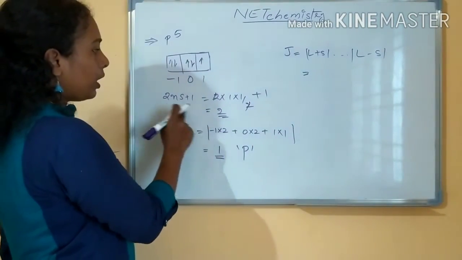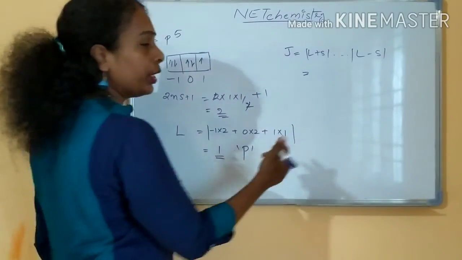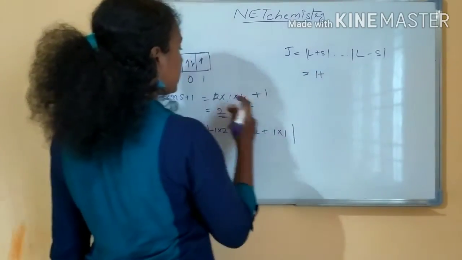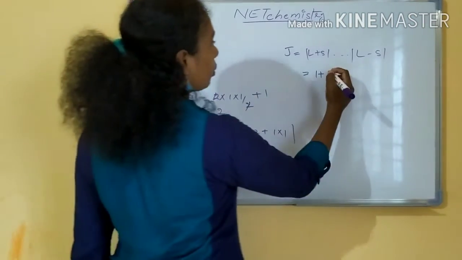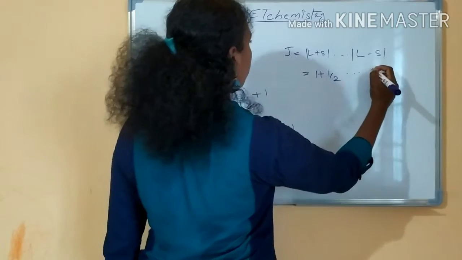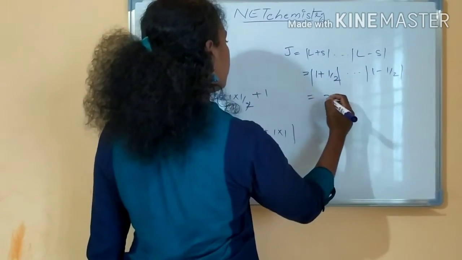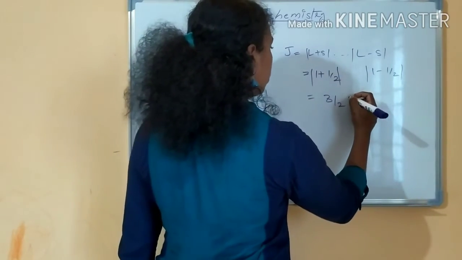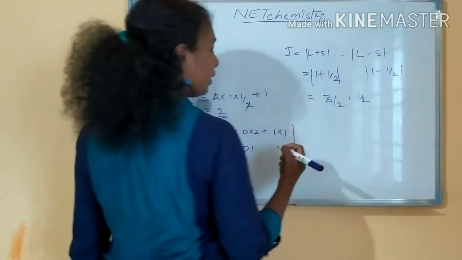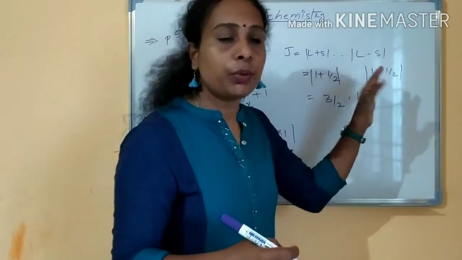What is the S value? What is the L value? L value is equal to 1, plus the S value. What is the S value? Only one unpaired electron is there. 1 plus 1 by 2 to 1 minus 1 by 2, right? 1 plus 1 by 2 is equal to 3 by 2 and 1 minus 1 by 2 is 1 by 2.